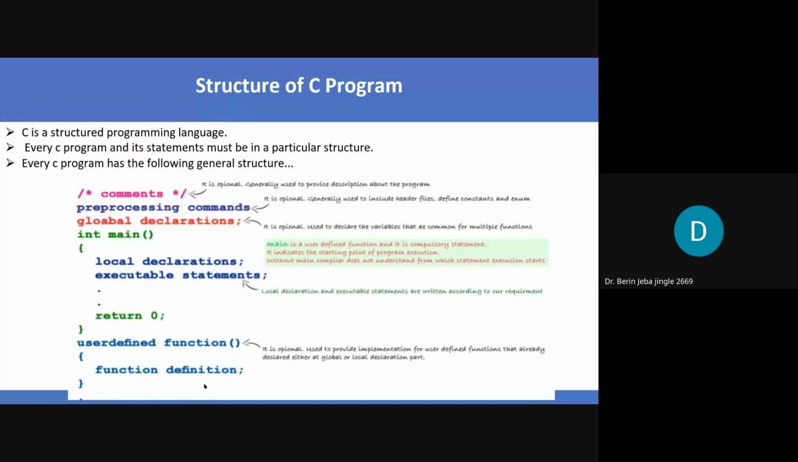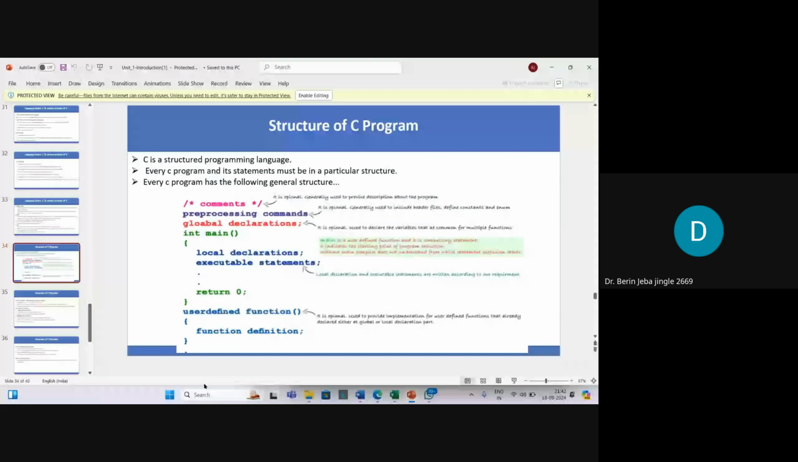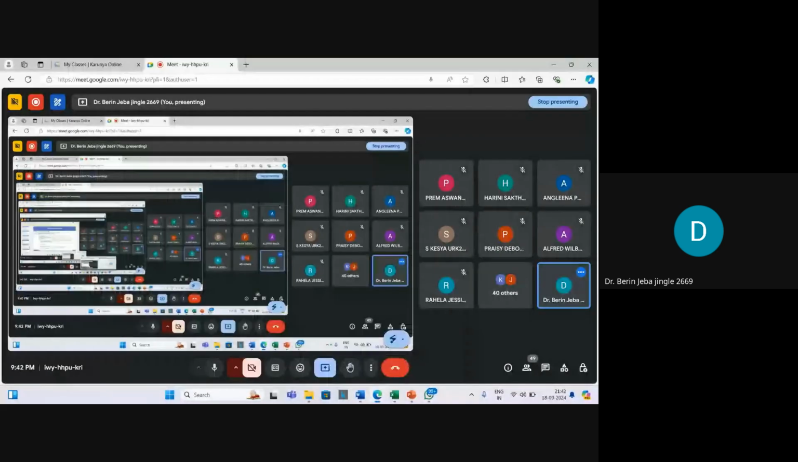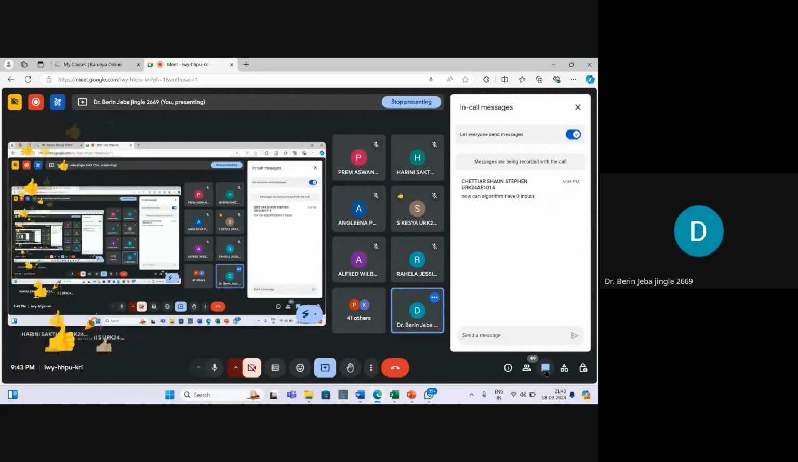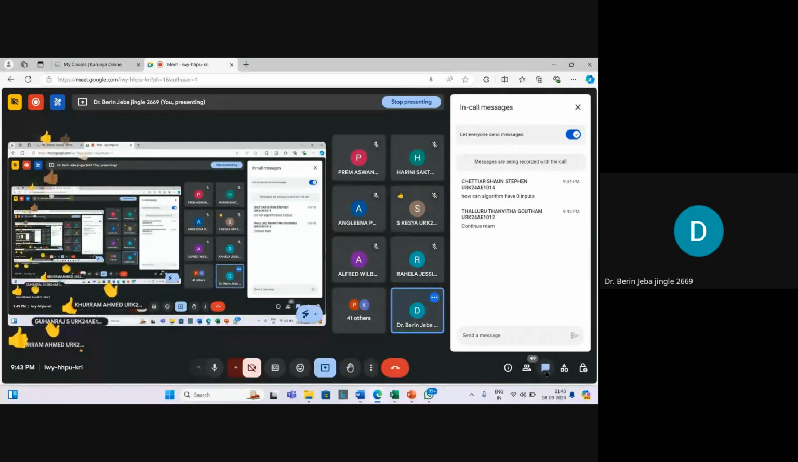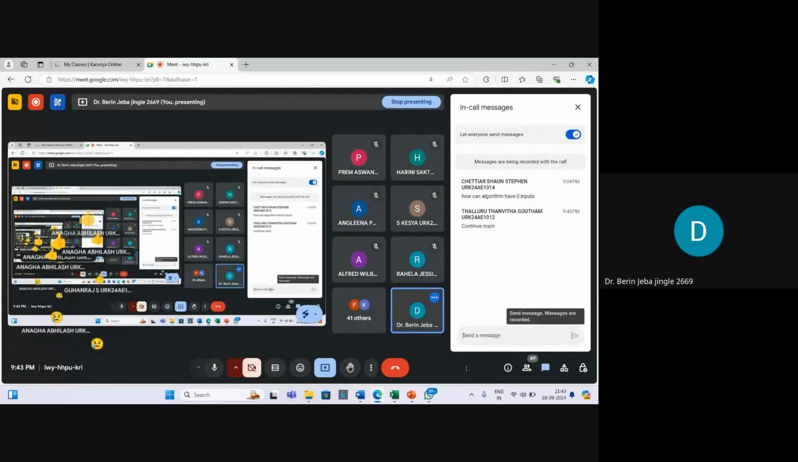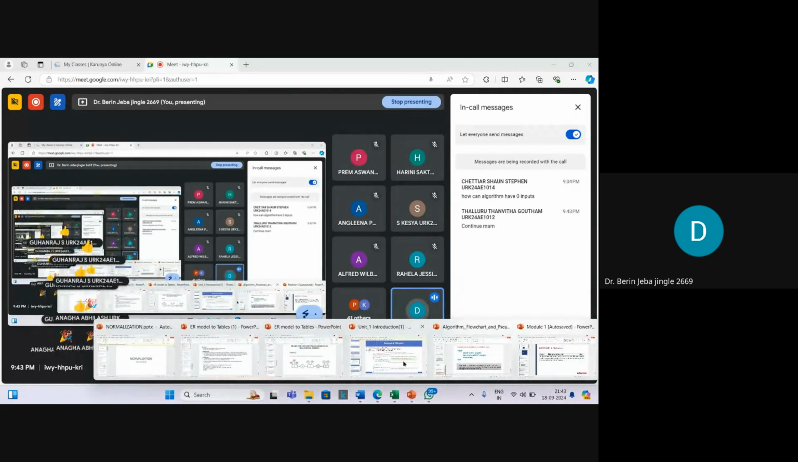So shall we wind up, or shall I continue the class? Shall I continue, or you can give a message. You can say in the message. Should I continue, or did everyone understand till now? Okay, I will complete the structure of C alone and I will stop.